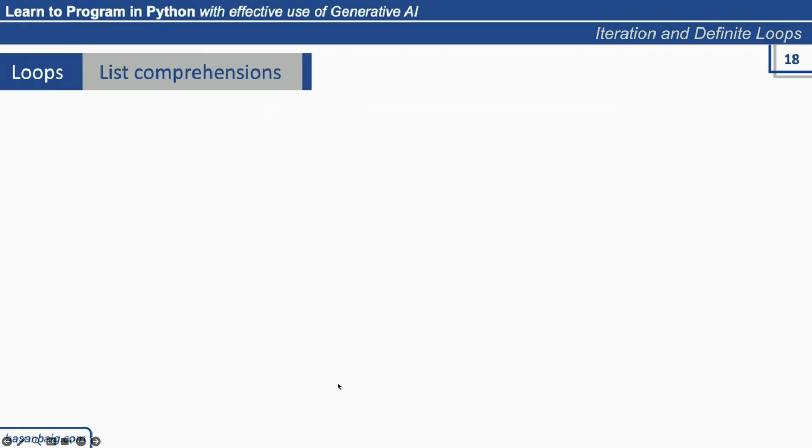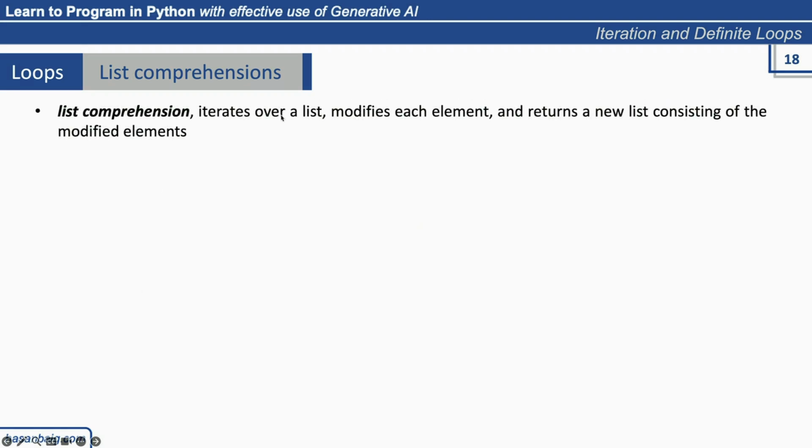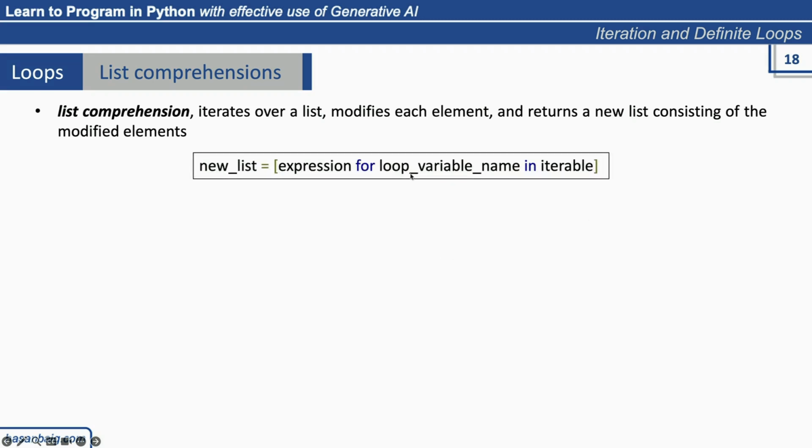Another way of creating a list is called list comprehensions. It is a little bit more advanced way of creating a list. List comprehension iterates over a list, modifies each element, and returns a new list consisting of the modified elements. So the syntax is this.